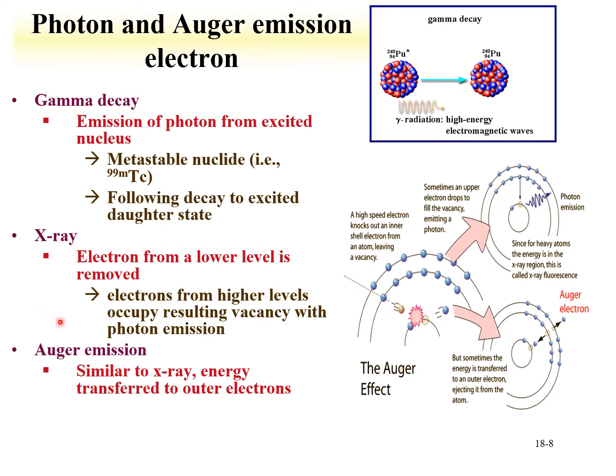route for emission of photons, where an electron from a lower energy level is removed. The electrons from higher levels occupy that lower level, and the resulting vacancy is de-excited with the photon emission. Auger electrons are in many ways similar to X-ray emission, except that as opposed to emitting a photon, one of the outer electrons is emitted with the energy that's consistent with the transition from the electron moving from a high energy state to a lower energy state.